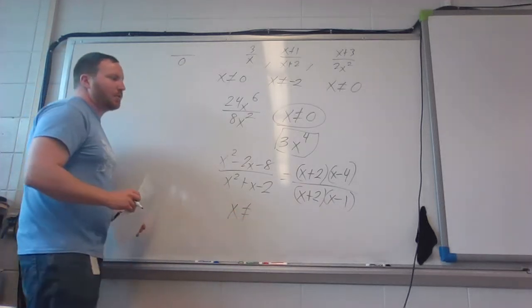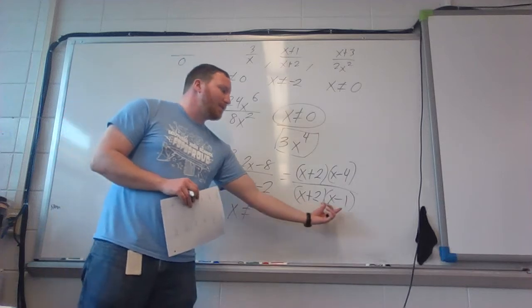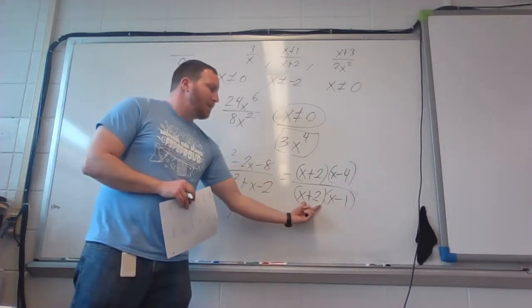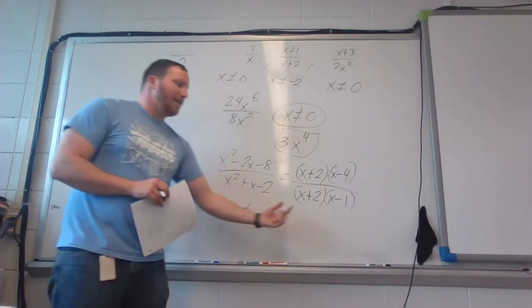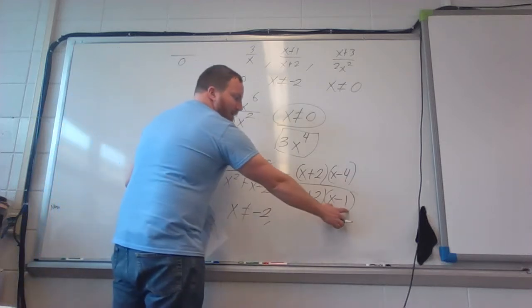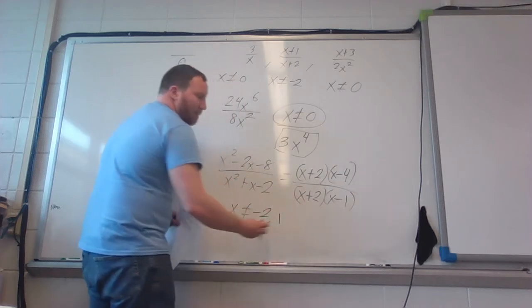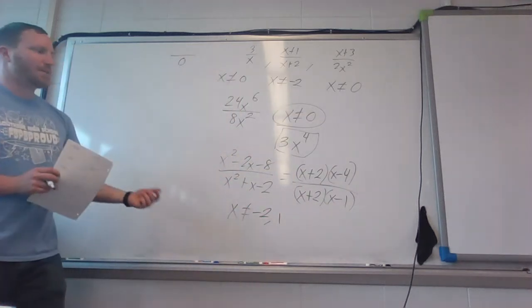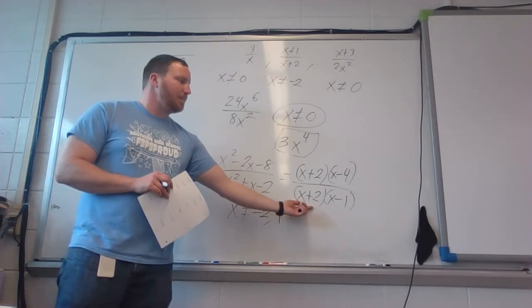So x cannot equal, we've got two things in our denominator this time. So x cannot equal a negative 2, and x can also not equal a positive 1. Both of those values would get us a 0 in the denominator.